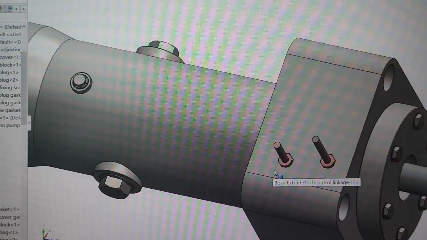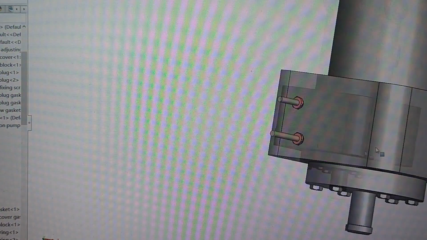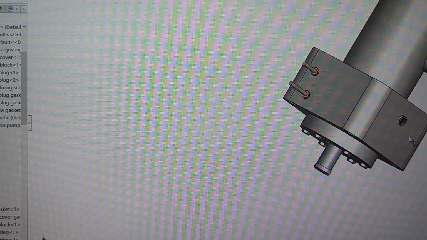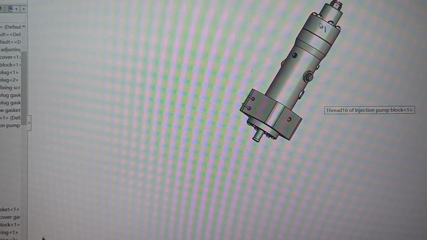Here is the VIT rack. Here is the fuel valve, not the fuel valve, the fuel quantity rack. Alright, and here is the spill oil hole for the umbrella sealing of the barrel.